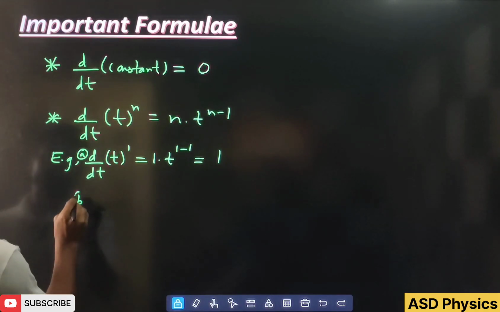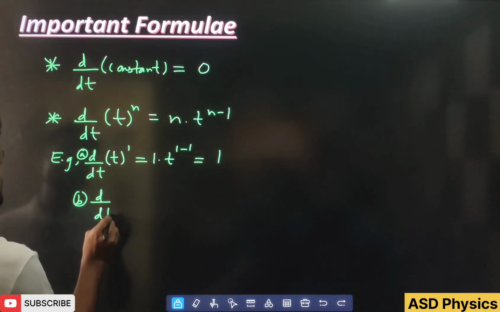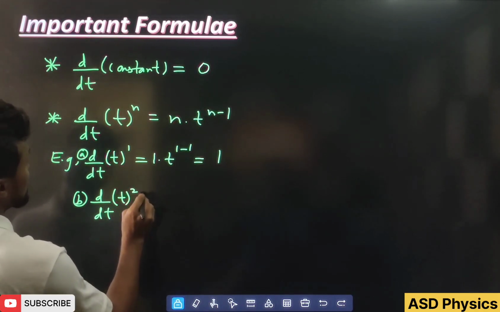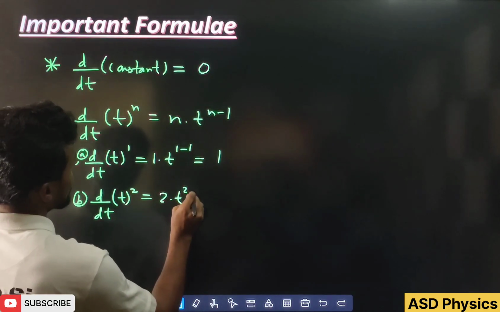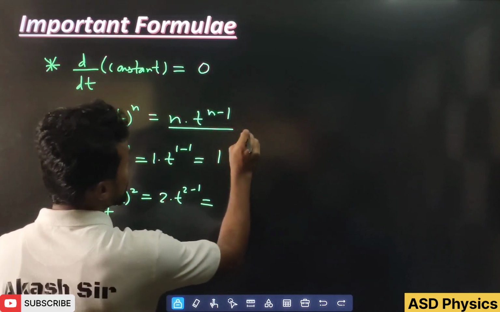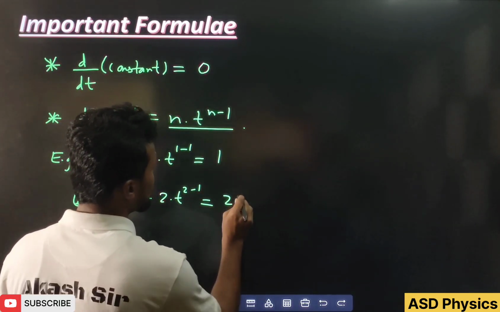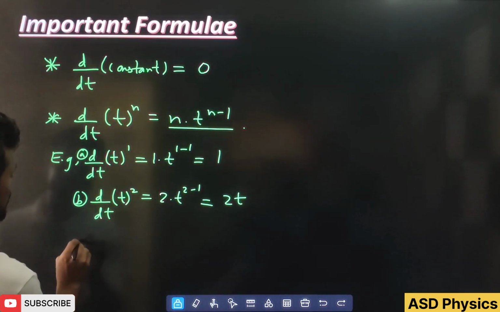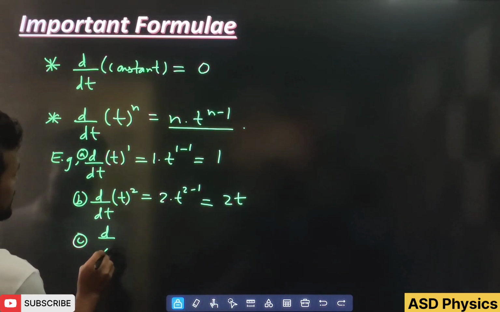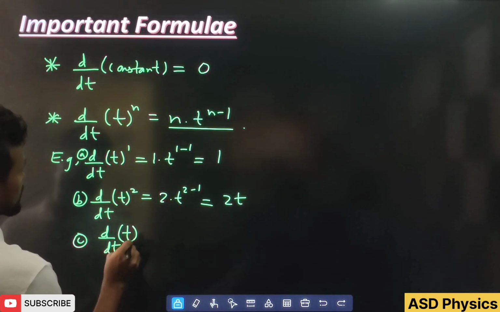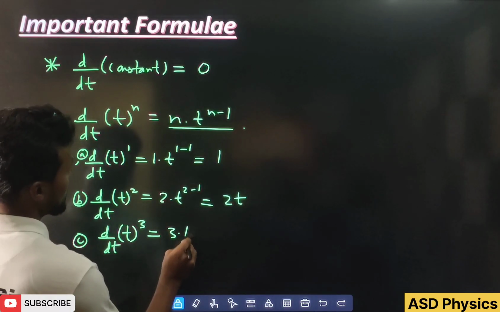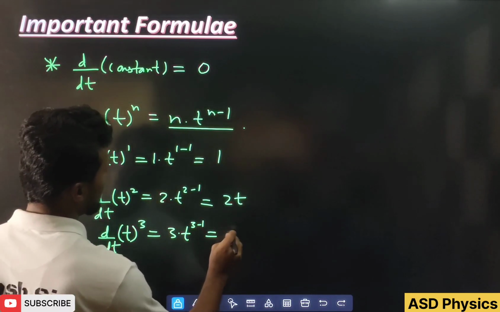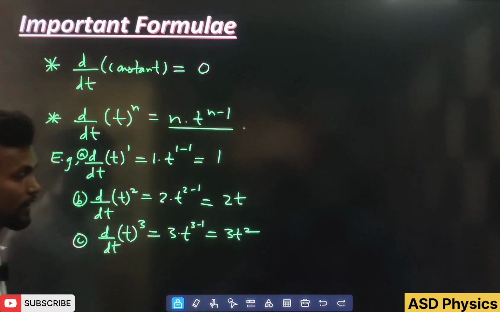Similarly, if I write one more, let's take d by dt of t square. So what will come here? 2 into t power 2 minus 1. This formula only I am using again and again, okay? So it will come 2t, because directly I will write it today. If it is given, for example, d by dt of t cube, it will become 3 into t power 3 minus 1, and it will become 3t square, okay?